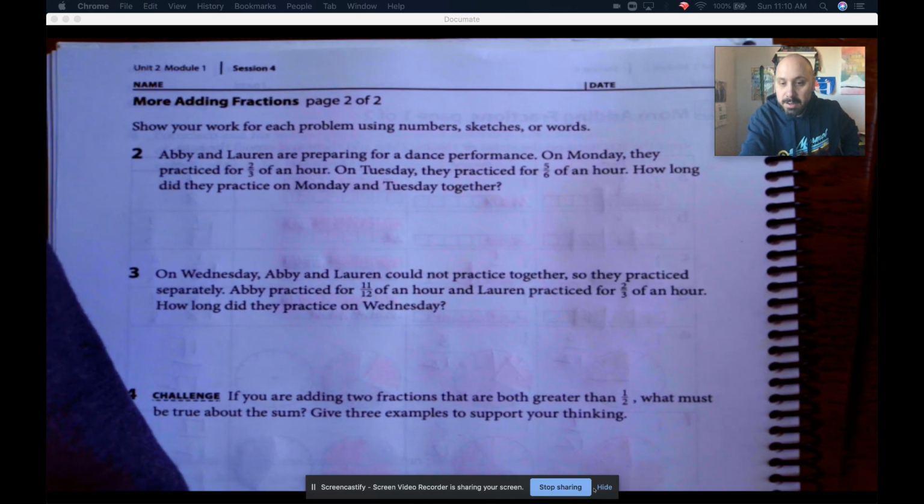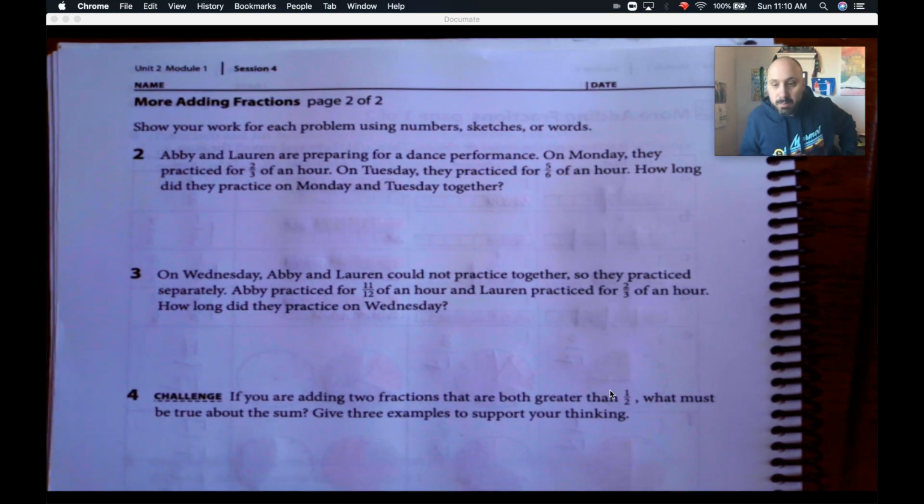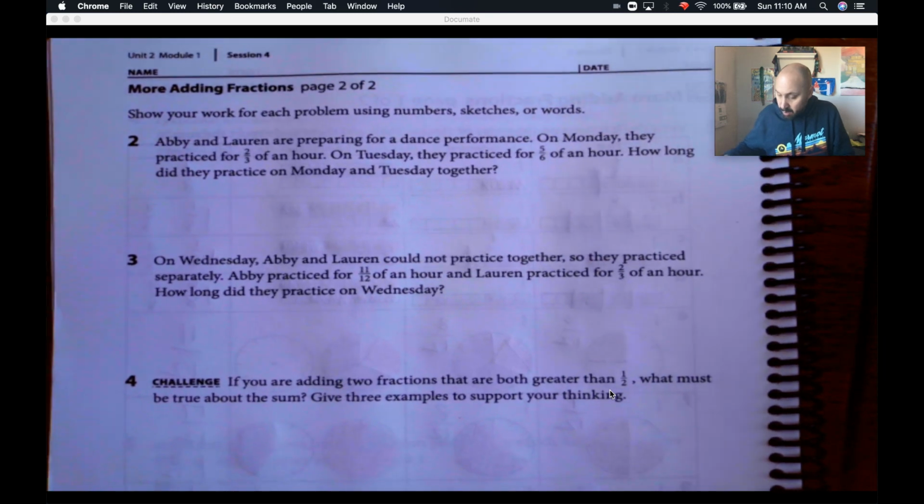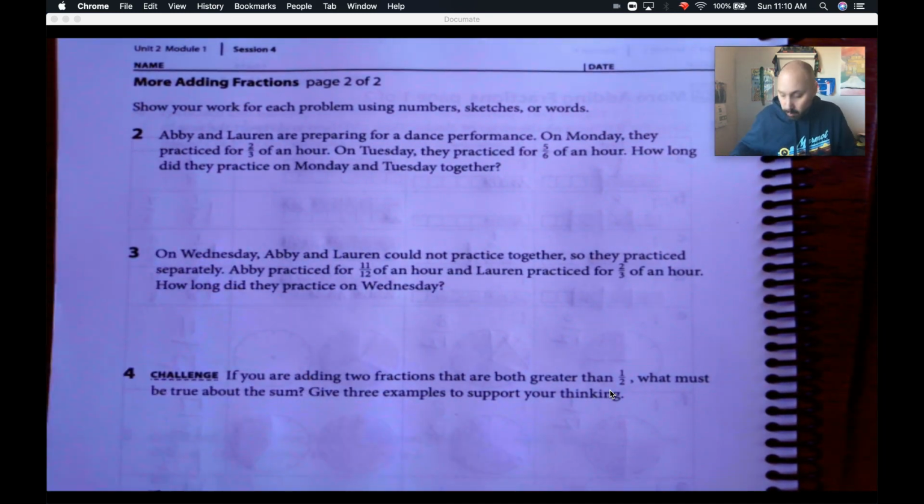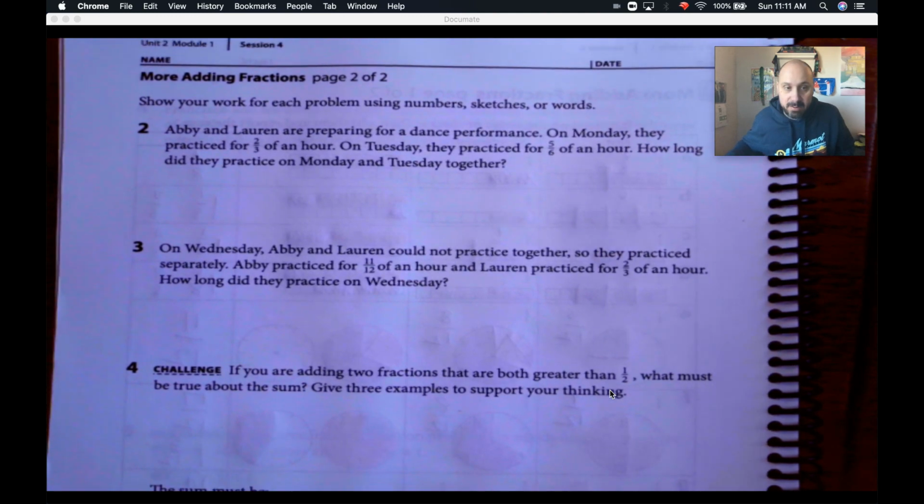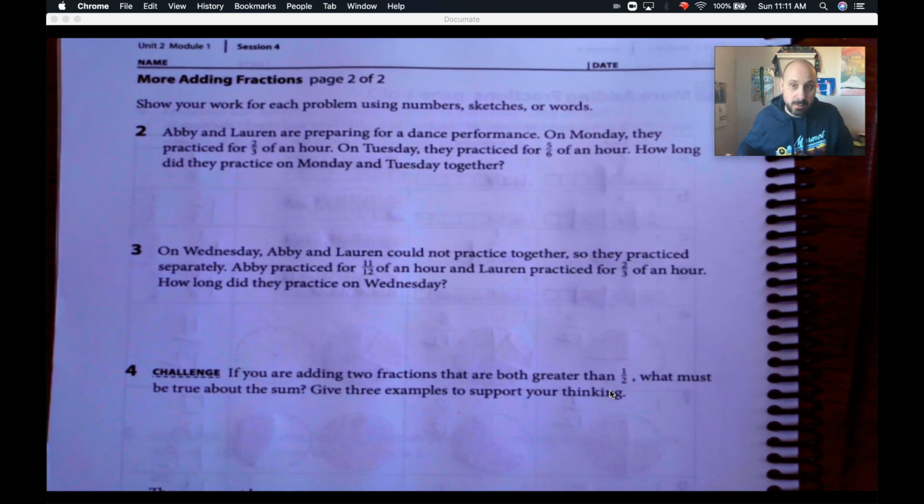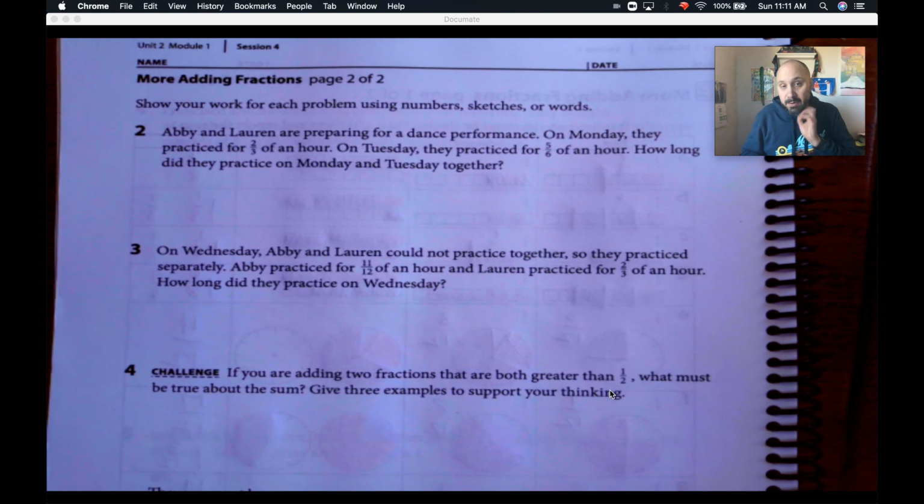Okay, so let's look at the second part of this assignment, which is page 24 in our Home Connections book, more adding fractions. These are problem solving questions or story problem questions, and we're just going to do number 2 and 3. If you want to try 4 and 5, I'll put the answers down, but you don't have to do the challenges of 4 and 5. So let's just look at 2 and 3 for now.